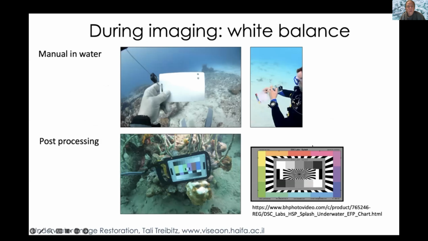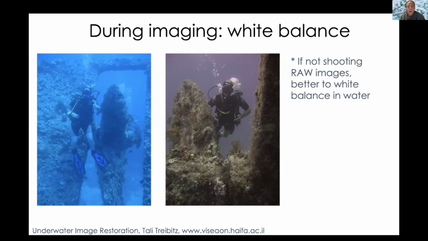Okay, and another thing to do is white balancing. I showed you how to do it in post-processing. You can also do manual white balancing underwater, and some cameras have this option where you point to a white object underwater and do the manual white balancing. This has an advantage mostly if you're not imaging in raw mode, if you're not taking raw images. If you're taking raw images, you can white balance outside water, no problem.